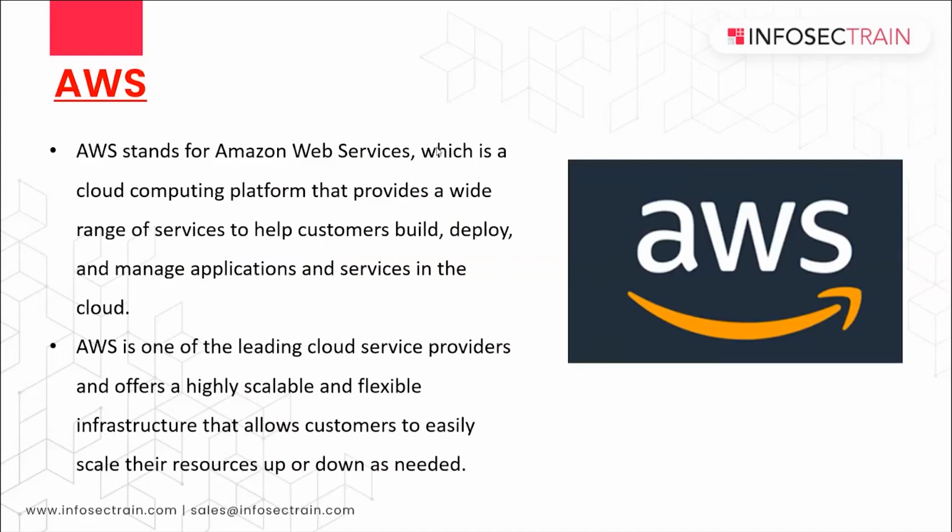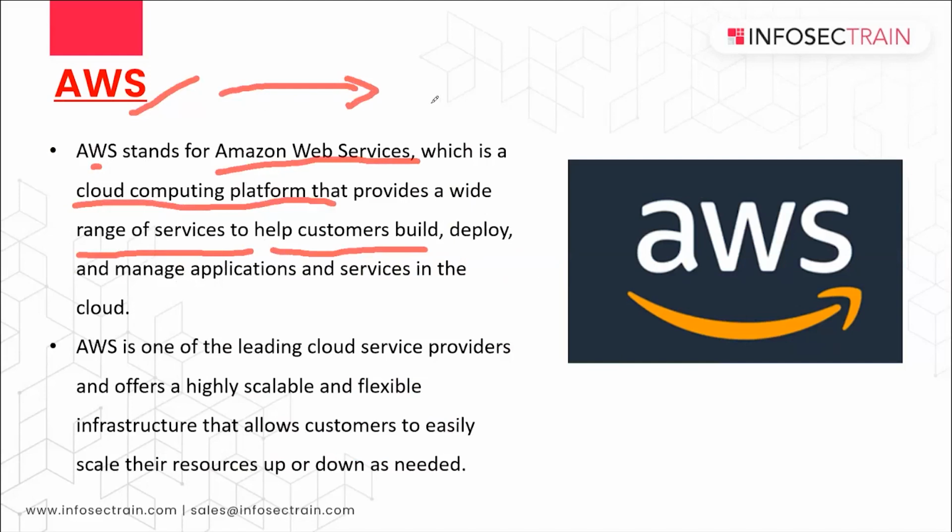The first cloud service provider, or vendor, we have is called AWS, by Amazon. As the definition says, AWS stands for Amazon Web Services, which is a cloud computing platform that provides a wide range of services to help customers build, deploy, and manage application services in the cloud. First of all, you need to remember that AWS is provided by Amazon. The parent organization responsible for AWS is Amazon.